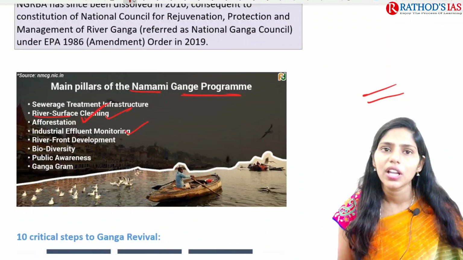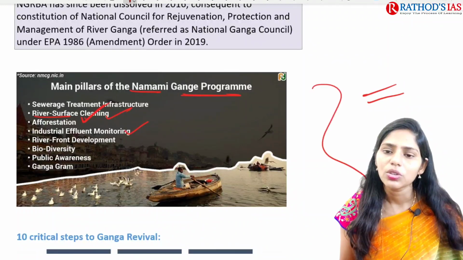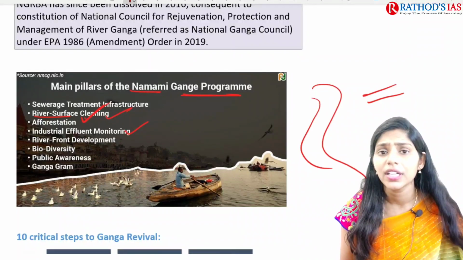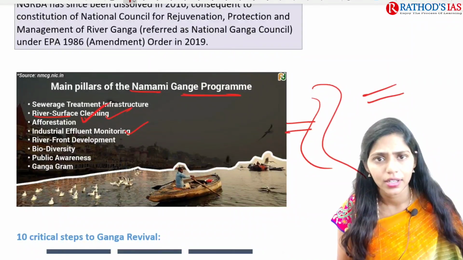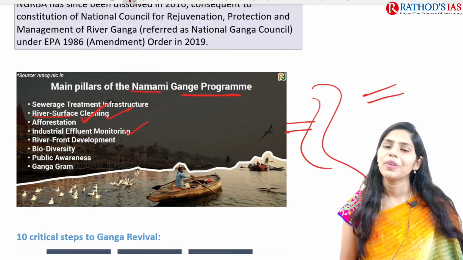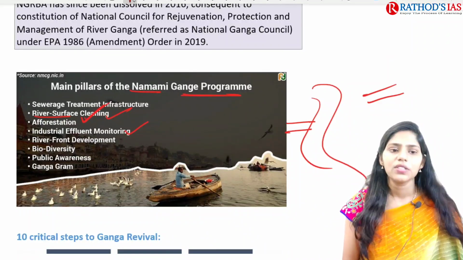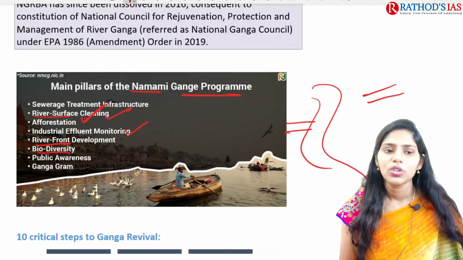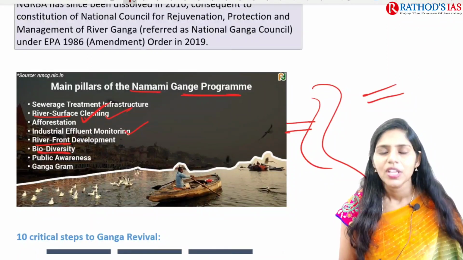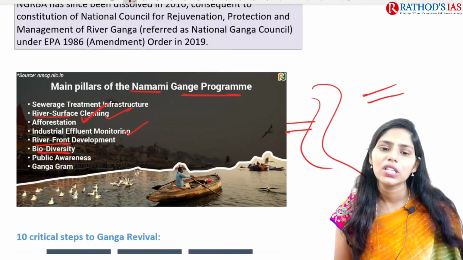And this one is industrial effluent monitoring. Along the course of river Ganga, we have different industries releasing waste directly into this river. So this is also one of the major causes of pollution. And this one is riverfront development. They're also focusing on biodiversity. One important fact that I have to mention here is dolphins.